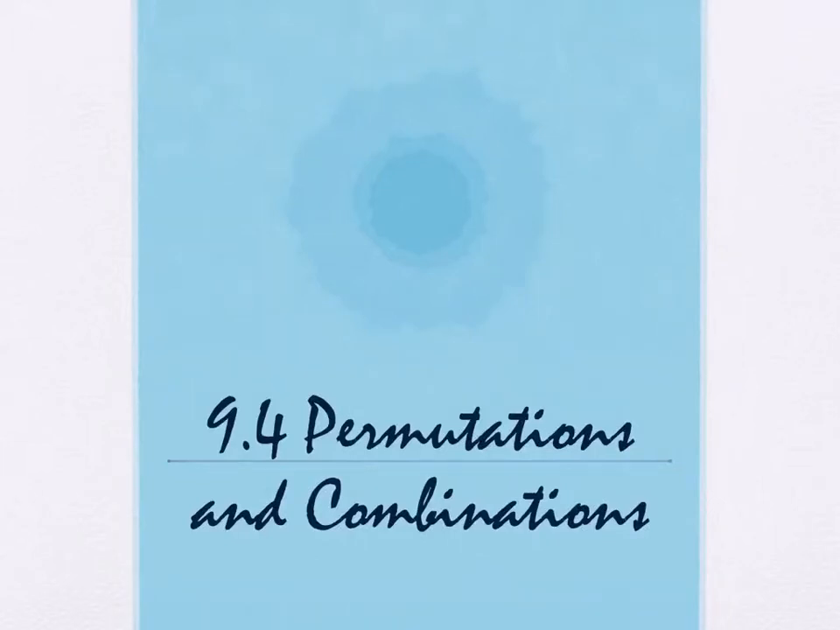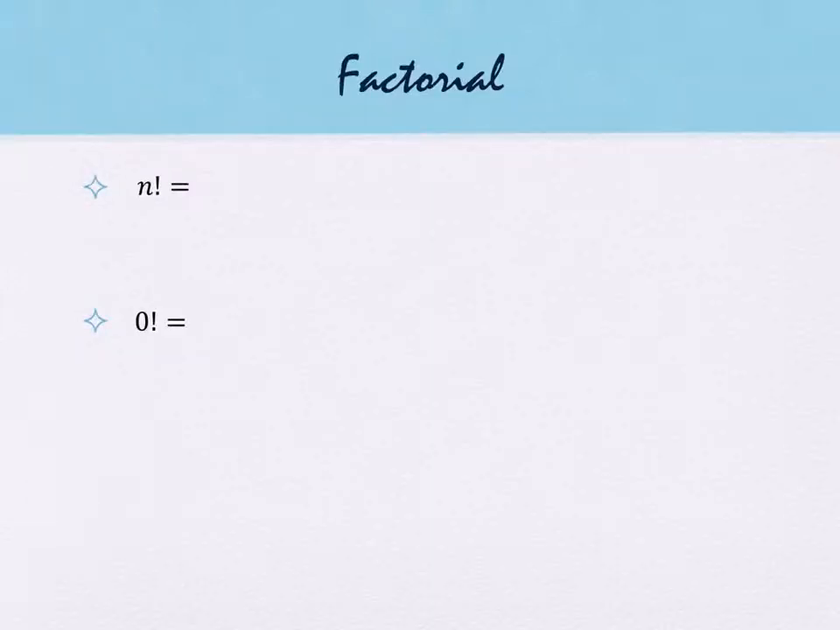Section 9.4 is our last section in this chapter, right? Yes, and we're going to take a look at permutations and combinations. Before we do that, we're going to take a little bit of a diversion on a couple things that we're going to need in order to do permutations and combinations. The first thing we're going to take a look at is something called a factorial.